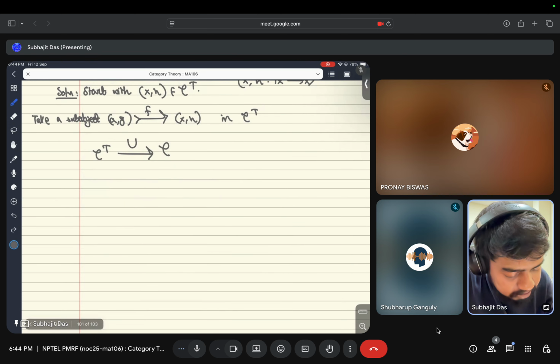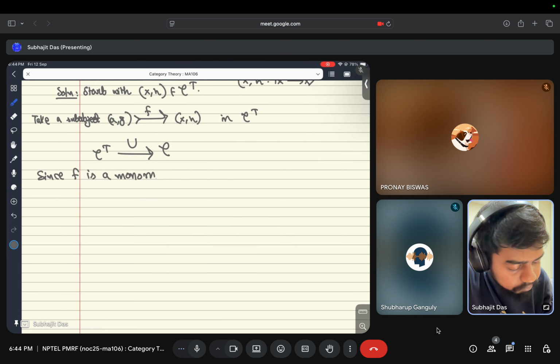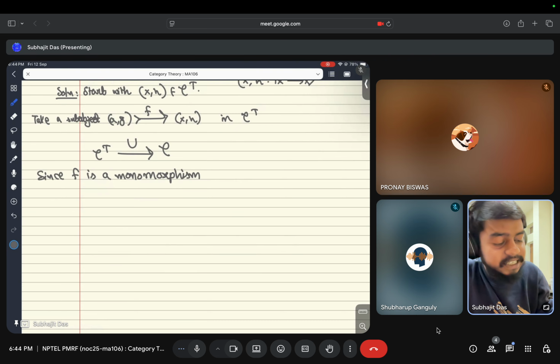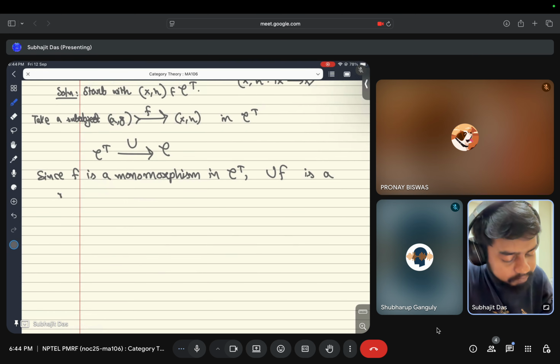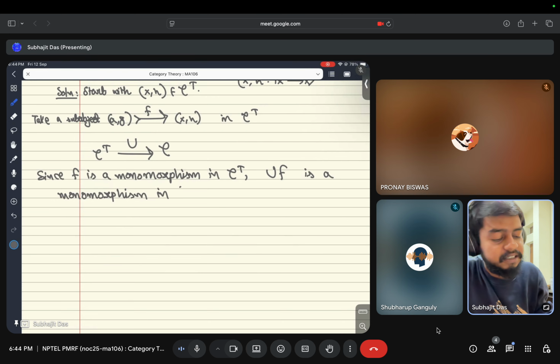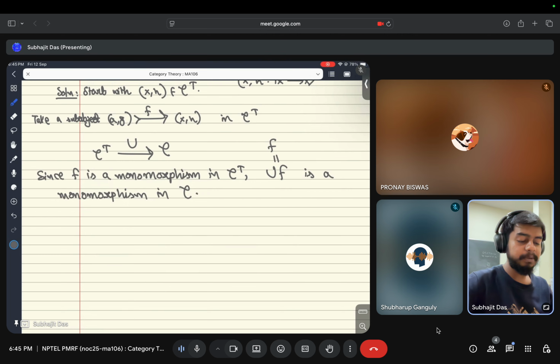Since F is a monomorphism in C power T, UF is a monomorphism. In C, UF equal to F, let's say. Is this okay? F is a monomorphism in C power T implies UF has to be, because right adjoints preserve limits. That's the idea, right? So UF, which is equal to F, is a monomorphism in C.